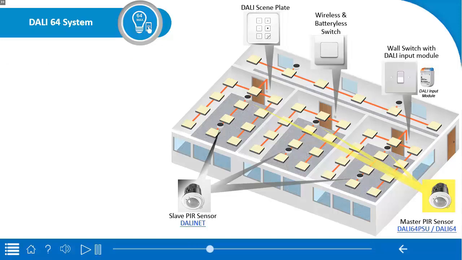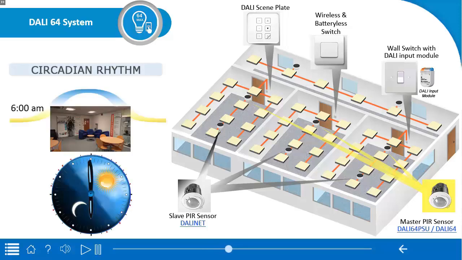The Dali64 lighting control system can be connected to the BMS and enables you to control the color temperature of the luminaires to match natural circadian rhythms. Full color temperature changing via scene recall has proven to increase alertness, well-being, and productivity.